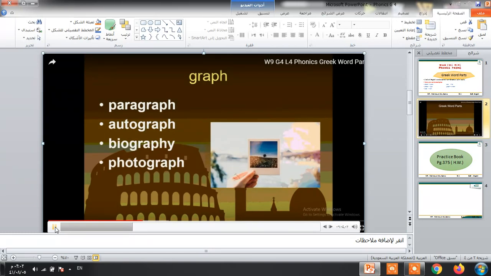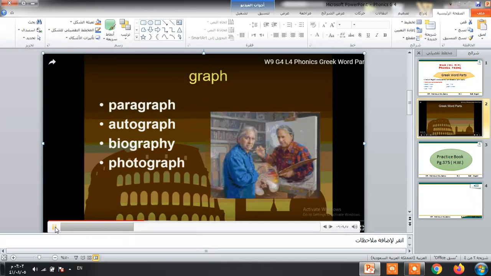But because long ago people did not have cameras to take pictures, they used to draw their own paintings and drawings. So it was called a photograph. But nowadays we use cameras and phones to take pictures.